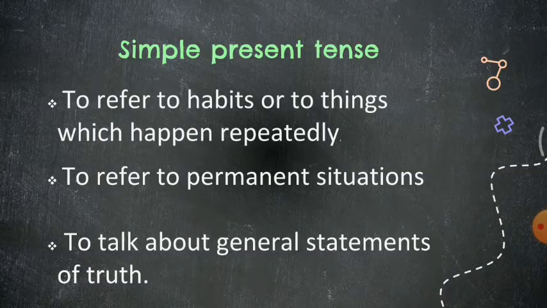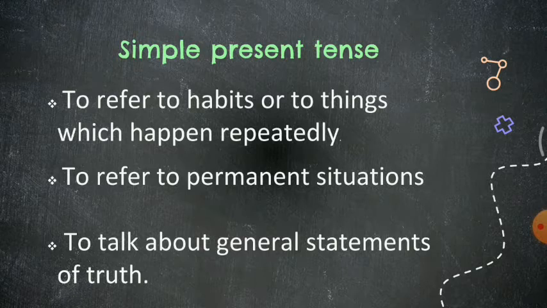Okay, simple present tense. What is simple present tense, and how and when do we use it? First, to refer to habits or to things which happen repeatedly. It means when you do something repeatedly, like you always brush your teeth every morning.